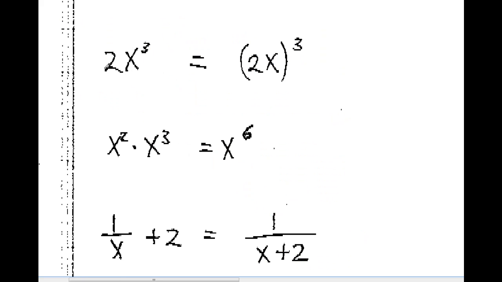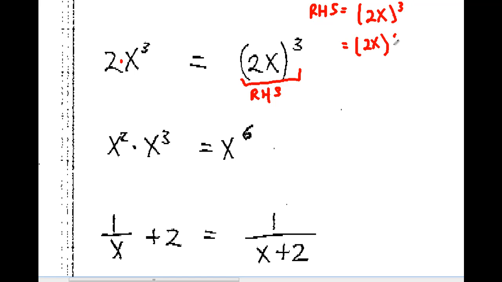So what I have here is 2 times x to the cube, and the student erroneously wrote this equal to this. Well, let's take a look. If we were to grab the right-hand side, it says equal to 2x, the whole thing cubed. So this really is equal to 2x duplicated 3 times.